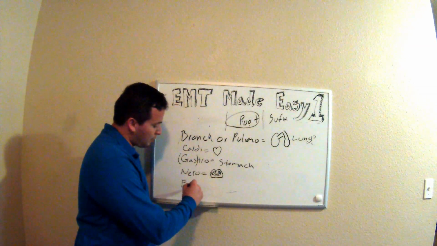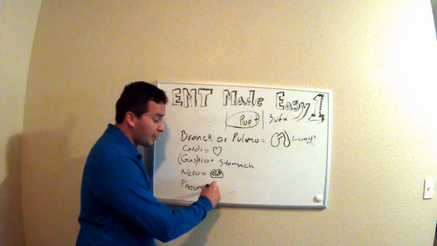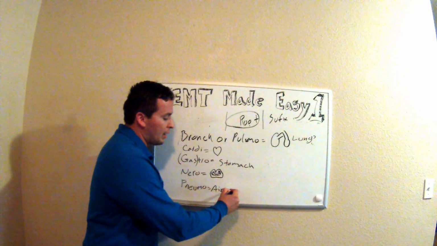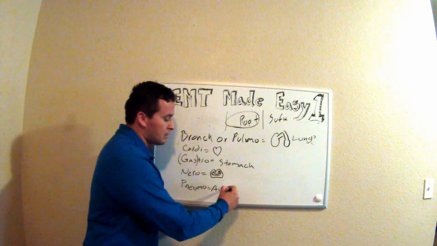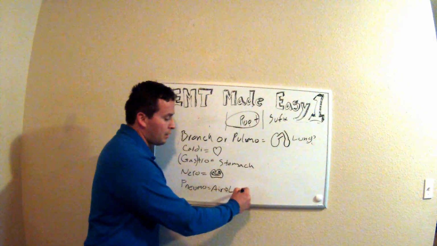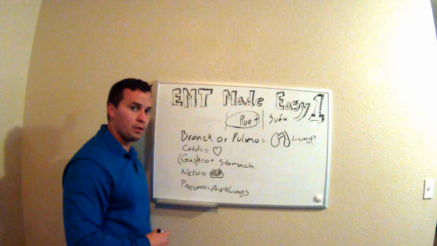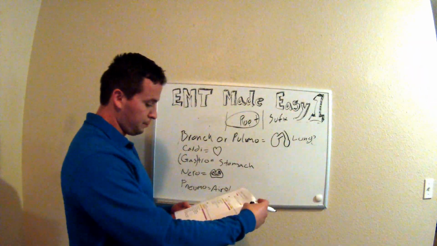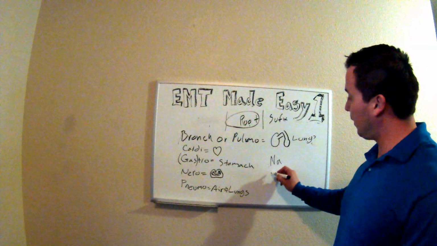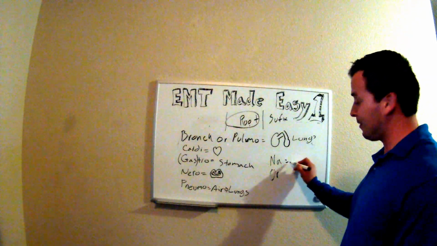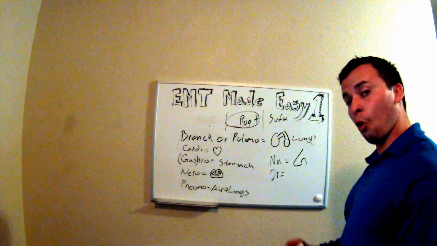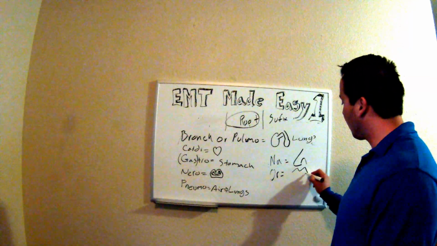Every time you see pneumo, think of air, but not just air. It's going to be air inside your lungs. So air in your lungs. Pneumo. The last two that I'm going to talk about are going to be NA and OR. Every time you see NA, like nasal, think nose. Every time you see OR, it's going to be a mouth.